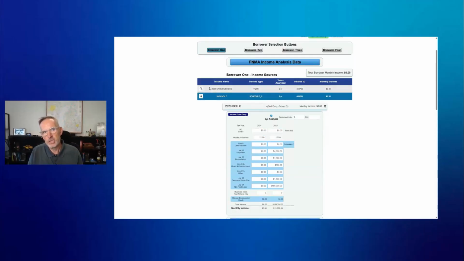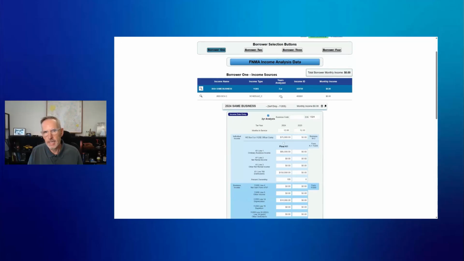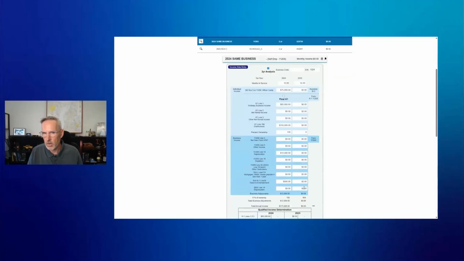Now, when I switch to the 1120S, of course, I don't have anything right now in the old year because I just switched, right? And I need to analyze it. So now I've got to look at it and go, all right, I need to look at this entirely. But look how my business structure has changed the way the borrower is paid.